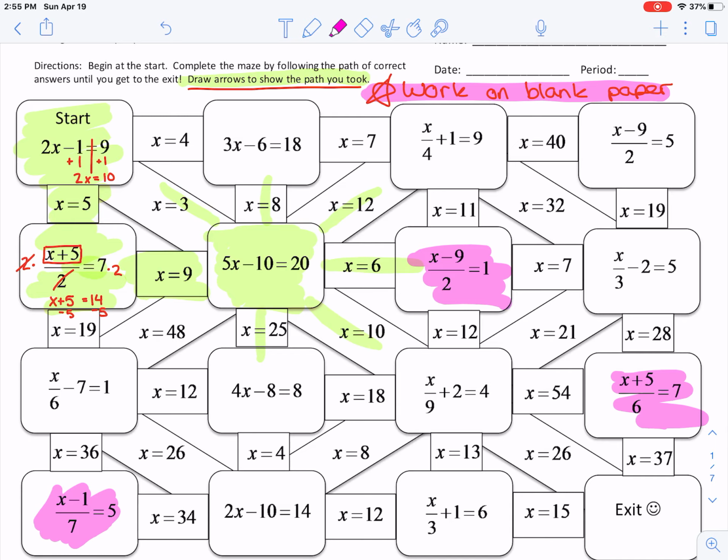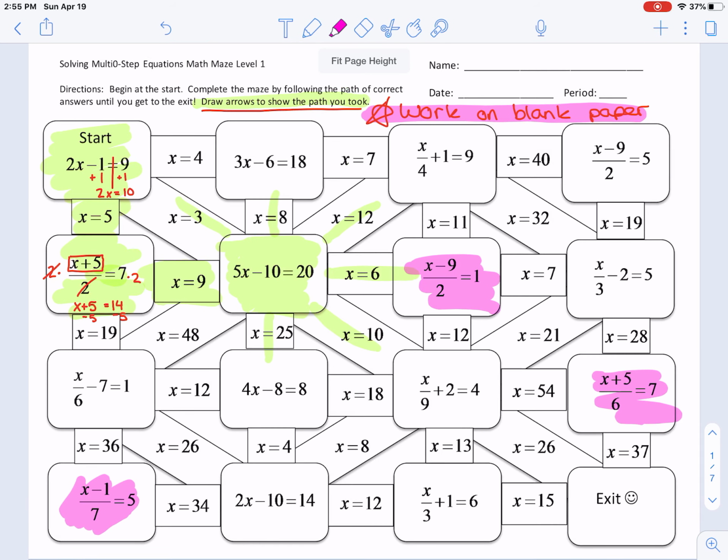As always, please let me know if you have any questions, and I am going to be making you resubmit this if you don't get the correct path the first time, so please make sure you're putting genuine effort into this, okay?